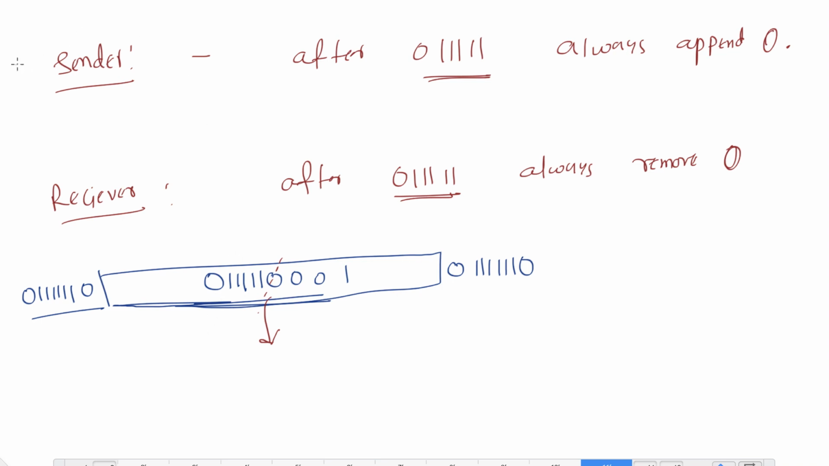So we will follow these two rules always, which means even though this is not matching with my flag, I will still append a 0 here, which means I will stuff a 0 here, so that the receiver will remove this 0 and will consider everything as a part of data, right? So it does not matter whether your data is having the flag or not. At the sender side, this is always the rule that we are following. At the receiver side, this is always the rule. This is the rule that we are always following, right?